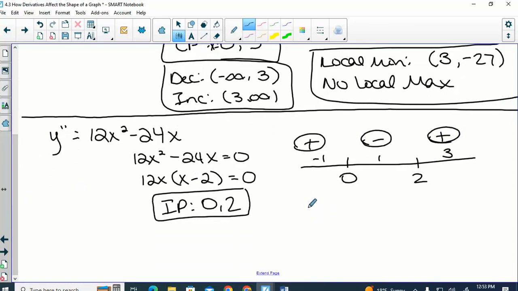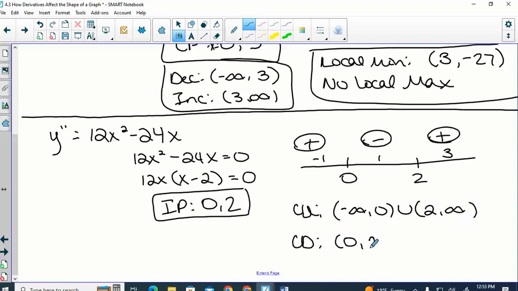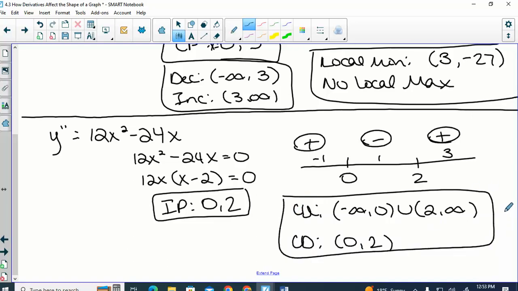So what does this tell me? All I'm wanting is concave up and concave down. So it's concave up from, wait, I have to draw this. It's hard for me. It's concave up, and concave down where it was negative, 0 to 2. Alright, so that's all my information.